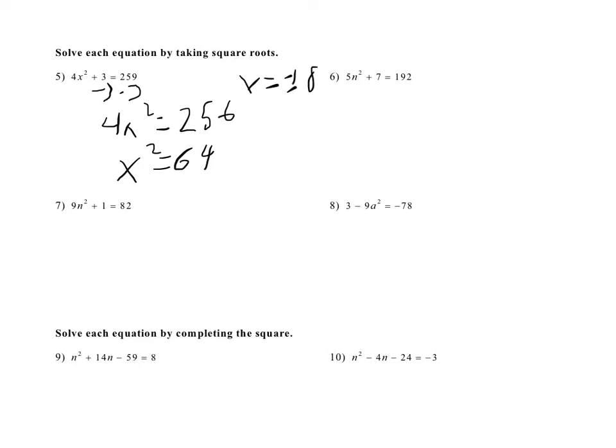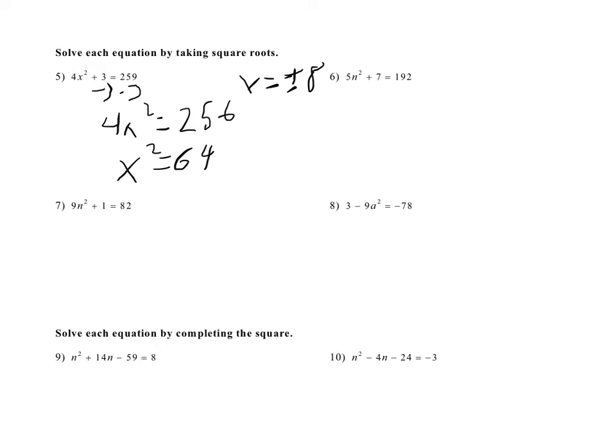Okay, complete these with the square root. So I'll start by subtracting the 3 off. So I should end up with 4x squared is equal to 256. Divide by 4, x squared is equal to 64. x then is equal to plus or minus 8. Sorry, that's really bad, and that 8's not very good either.